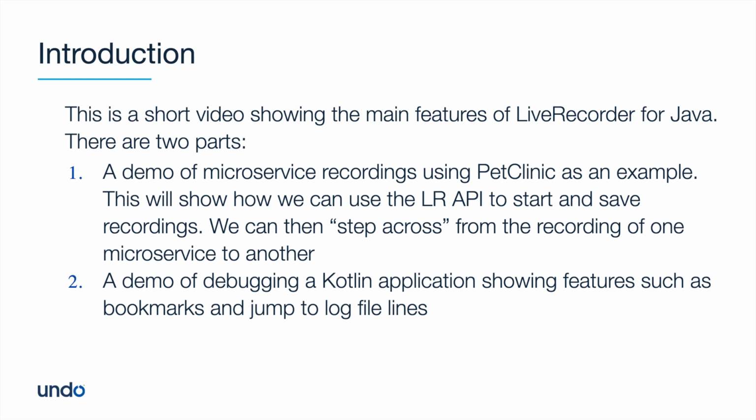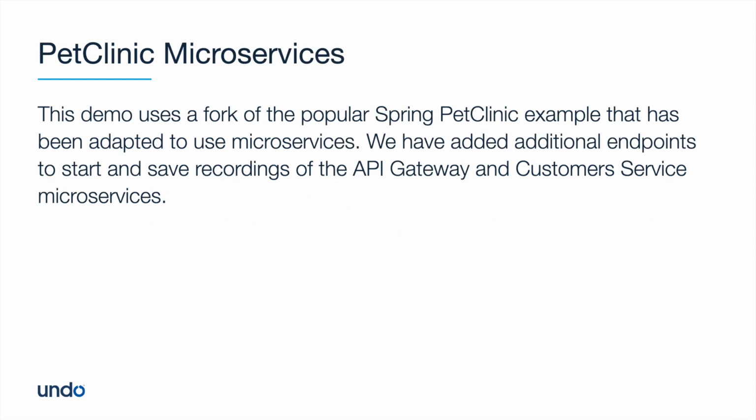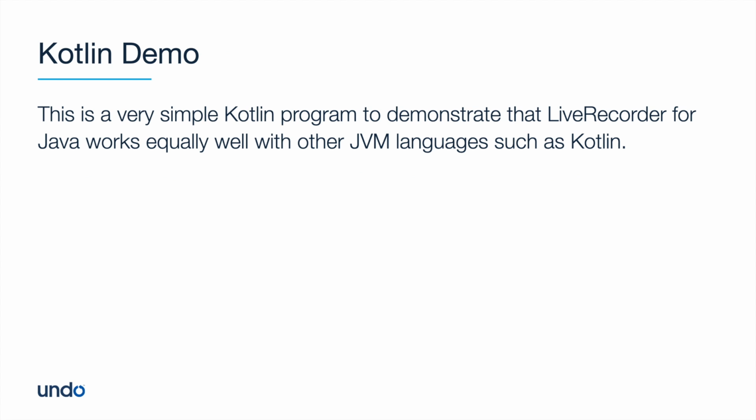And after that, we'll show a demo of debugging a Kotlin application, showing features such as bookmarks and jump to log file lines, and just to demonstrate that Kotlin works just as well as Java. The PetClinic microservices demo is a fork of Spring PetClinic example that's been adapted to use microservices, and we've added some extra stuff to it to start and save recordings, and also injected a bug, which we'll have a look at in a minute. The Kotlin demo is very simple. It just demonstrates that LiveRecorder for Java works equally well with other JVM languages.